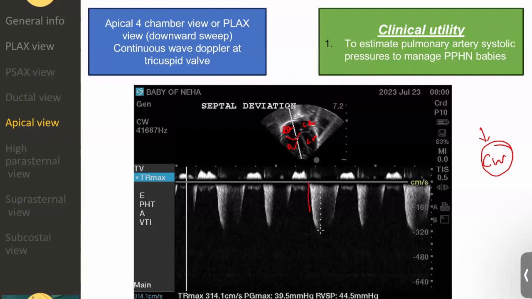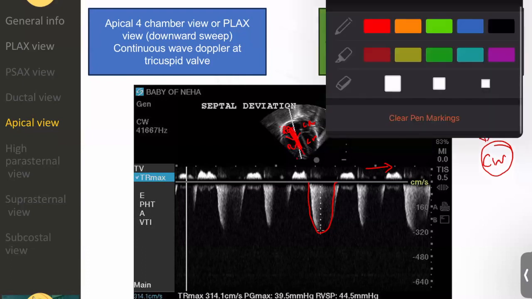You get this kind of waveform, and the machine will automatically calculate. In this waveform, again, this is the time and this is the velocity. Why is it coming down? Because the blood is going away. When you put the color mode here, you will see a blue jet going in this direction, and you will see red here. Why red here? I can draw it with this.